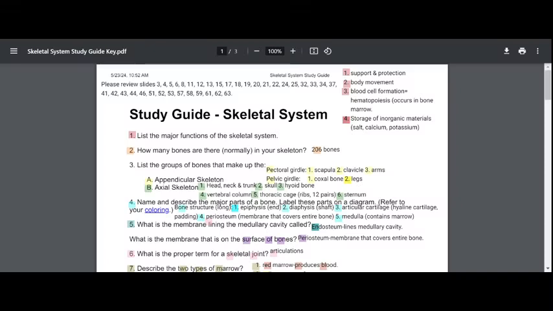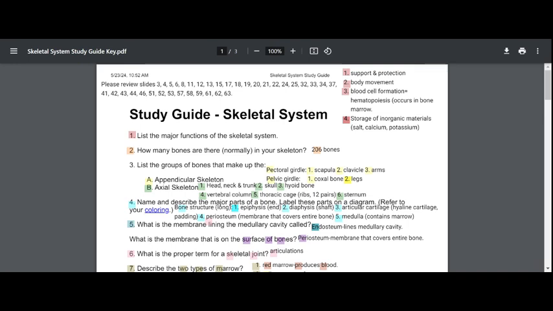All right, guys, for the skeletal system study guide, please focus on slides 3, 4, 5, 6, 8, 11, 12, 13, 15, 17. The rest of the slides are listed at the very top left of the study guide. Okay, so please make sure that you are reviewing these specific slides from your PowerPoint to answer these questions, okay? So question number 1, list the major functions of the skeletal system.